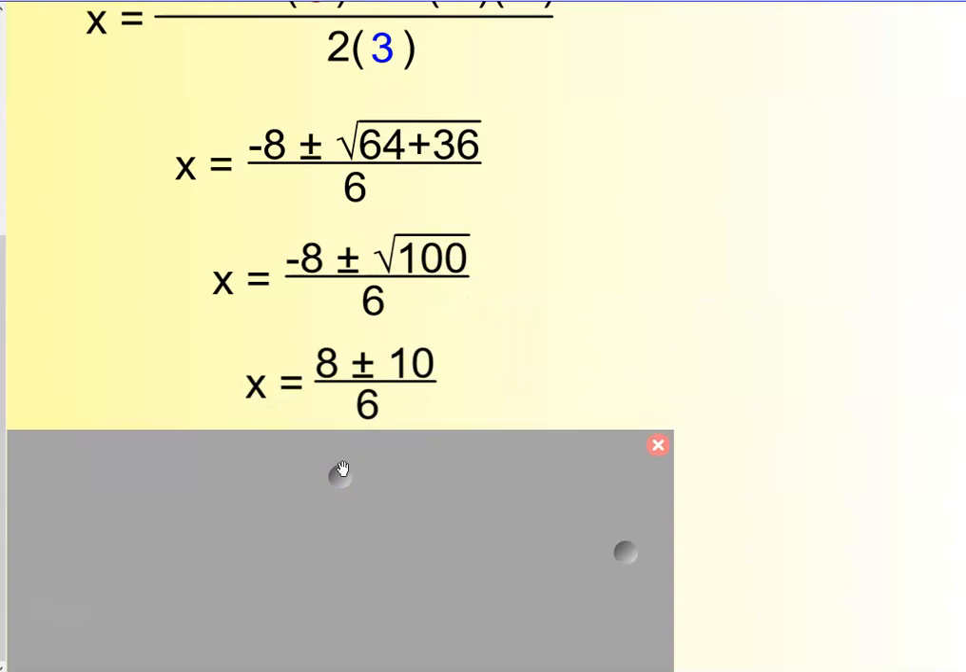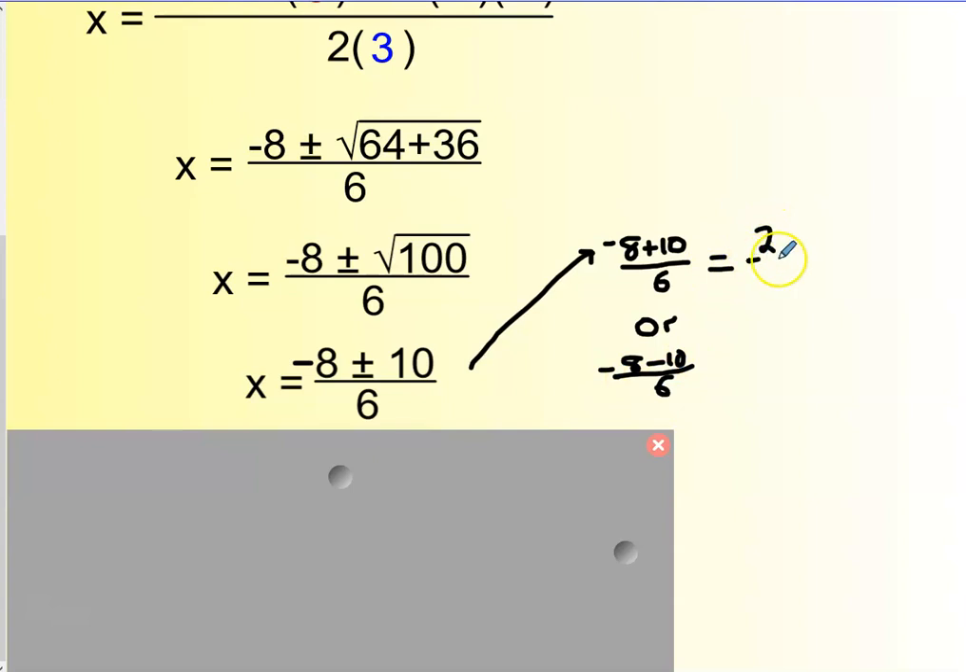So this becomes, I have a little typo here, this becomes negative 8 plus or minus 10 all over 6. And now we can split it up. We can do negative 8 plus 10 all over 6, or we could do negative 8 minus 10 all over 6. Well, this becomes 2 over 6, which is 1/3.